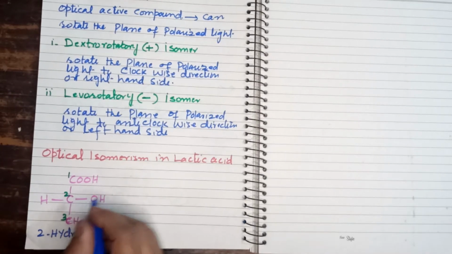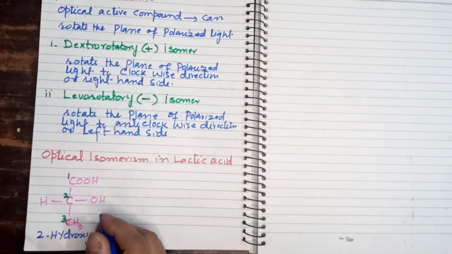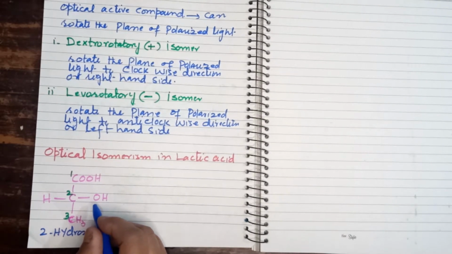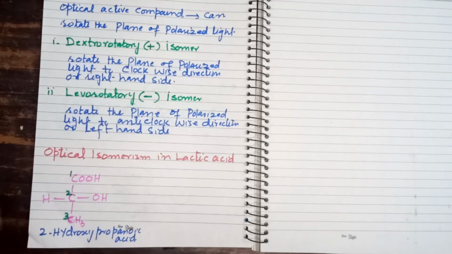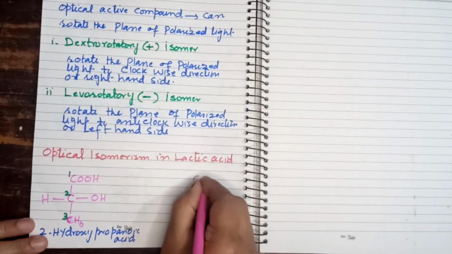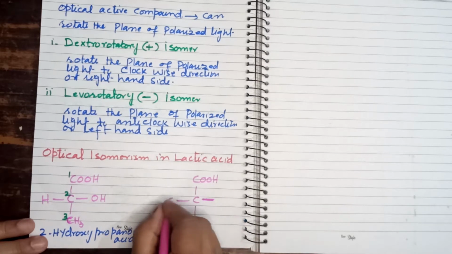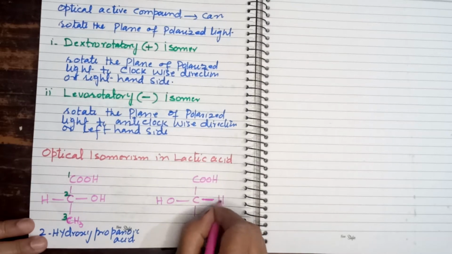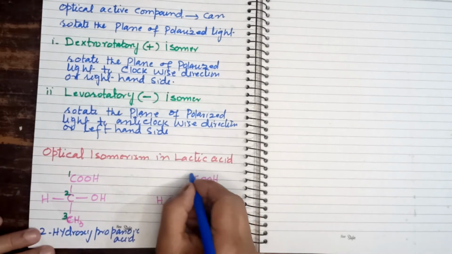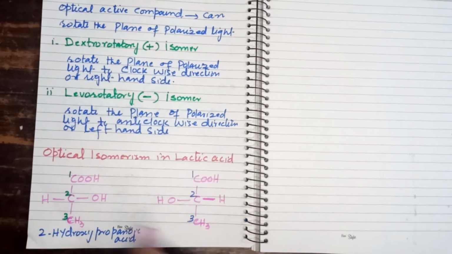Now, this compound exists in two isomeric forms. We have two optical isomers of lactic acid, right? This is the one form, right? And the another form of lactic acid is this. This is again 2-hydroxypropanoic acid, 1, 2, 3. The position of hydroxyl group is same.